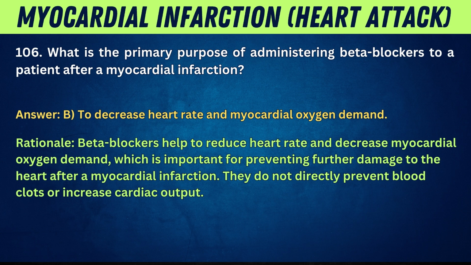Rationale: beta blockers help to reduce heart rate and decrease myocardial oxygen demand, which is important for preventing further damage to the heart after a myocardial infarction. They do not directly prevent blood clots or increase cardiac output.